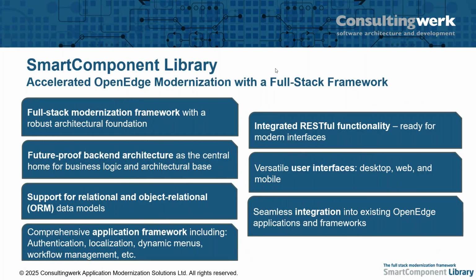We have a lot of foundational functionality in the framework that extends the OO capabilities of the ABL. And then we have a lot of framework features on top of that for architecture, but also more relevant to the users: authentication, localization, menus, workflows, referential integrity, a lot of functionality there.